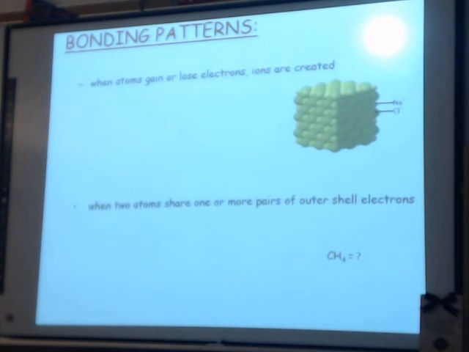Okay. So when atoms gain or lose electrons, then ions are created. So like I said, sodium is positive, chloride is negative. So when they bond together, it makes a neutral element, which is why if something's burning your skin, you can put salt on it.